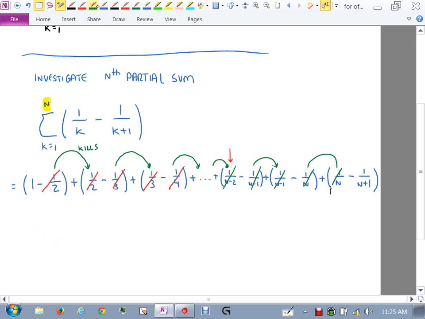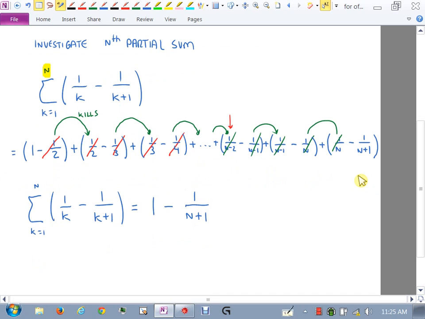So our nth partial sum, the sum from k equals 1 to n of 1 over k minus 1 over k plus 1, will be equal to, what was that nth partial sum? 1 minus 1 over n plus 1. So it's that first one here, and then that very last one down there. Yes?